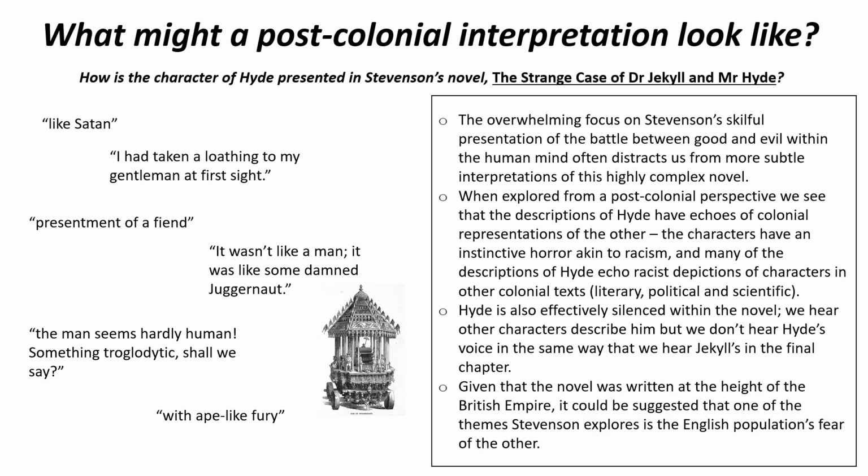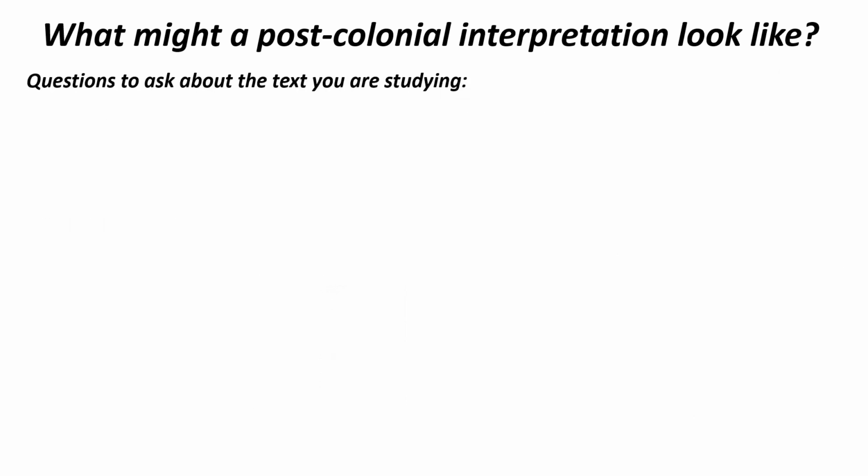Given that this novel was written at the height of the British Empire, it could therefore be suggested that one of the themes Stevenson explores is the English population's fear of the other, and it's that fear of Hyde that represents that idea within the text. So taking this forward then, you might want to ask some questions about the text that you're studying at the moment, if you want to make a post-colonial interpretation of it.